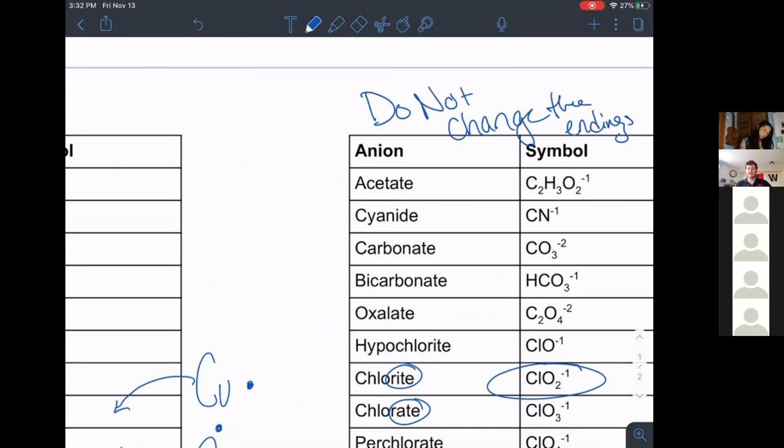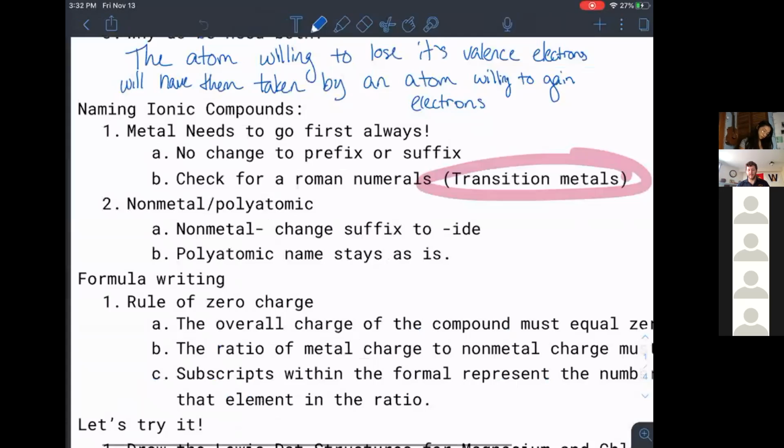I know that was a lot to take in all at once. And don't worry, we'll go through a lot more practice with this and a lot more information on this. I just want to get it all out at once.